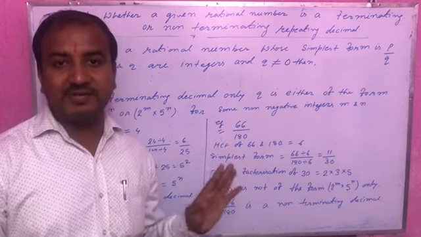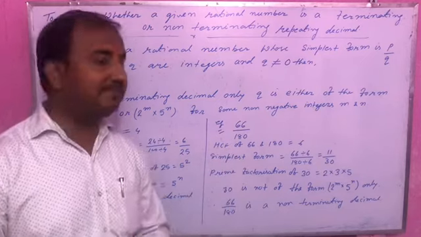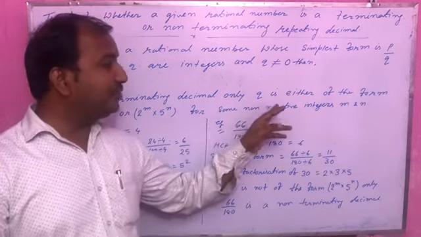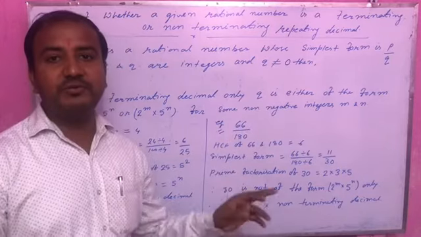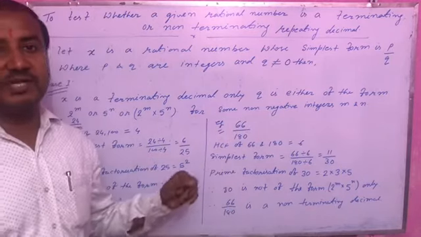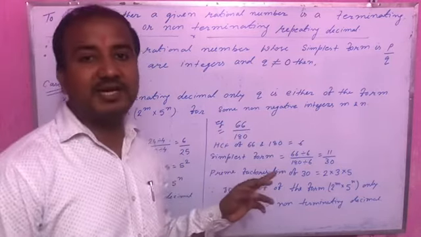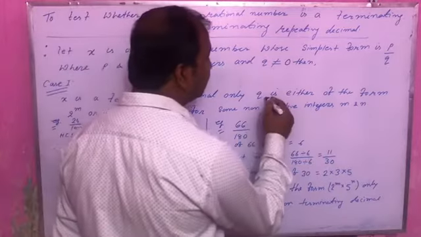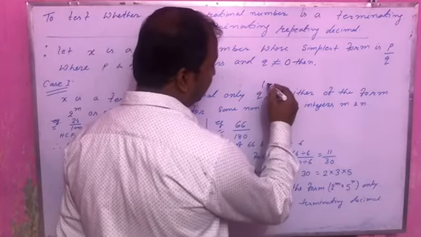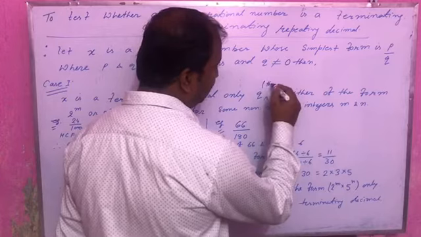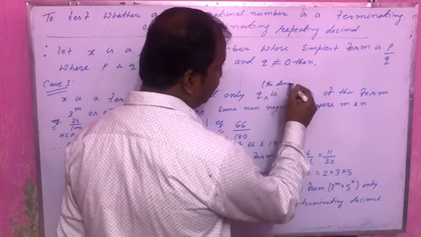x will be a terminating decimal when? When q, and what does q mean? q means the denominator of the rational.